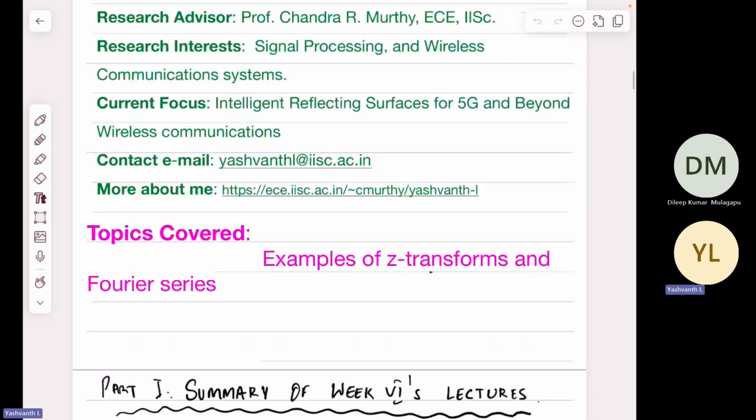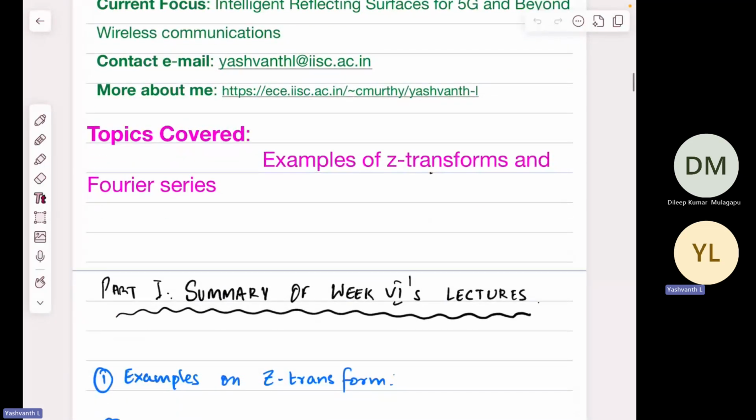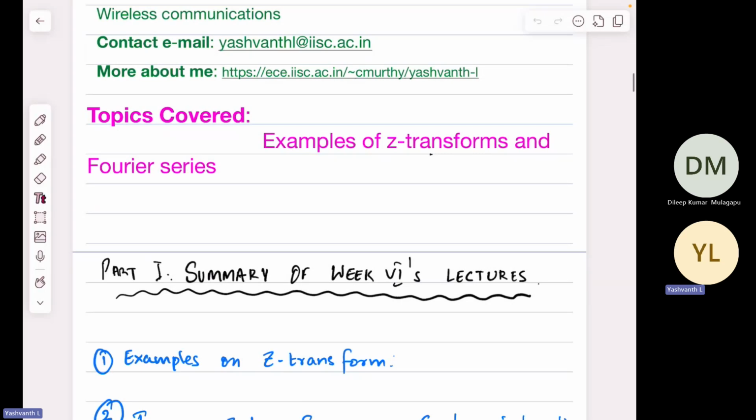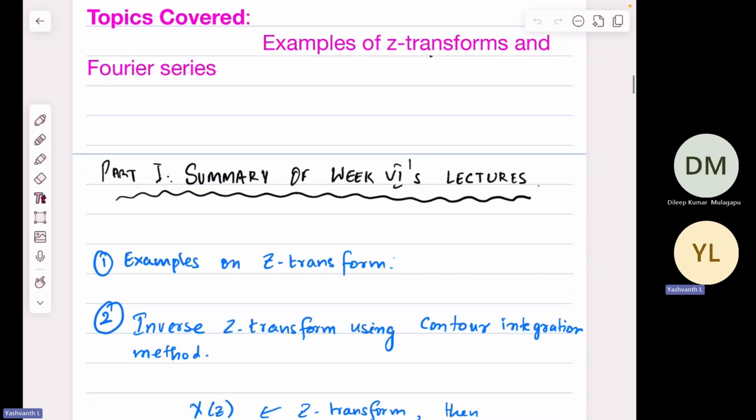This week also we'll be continuing a bit on Z transform, and then we will look at some problems on Fourier series also. Okay, so today's class may be slightly short because I thought next week also we will be doing a lot of things in Fourier series. So today will slightly be a short session.